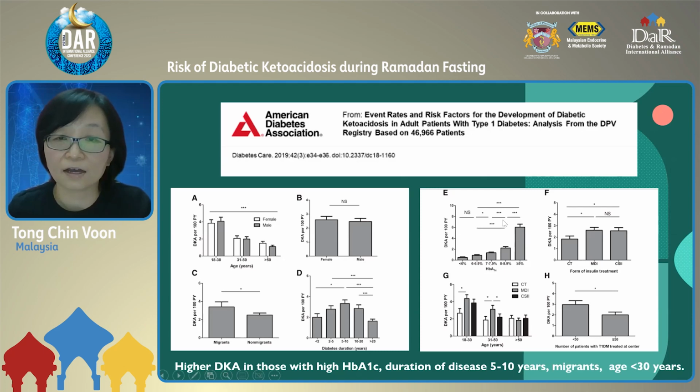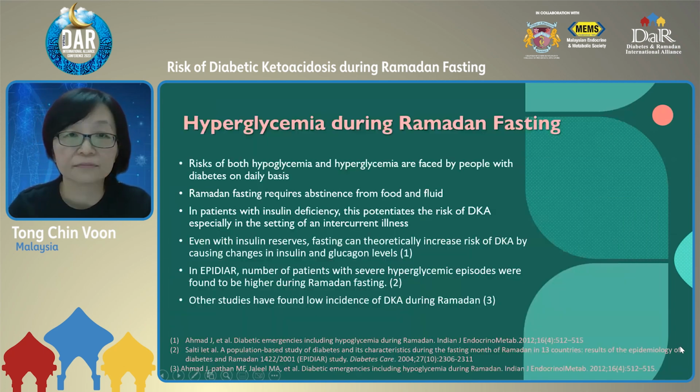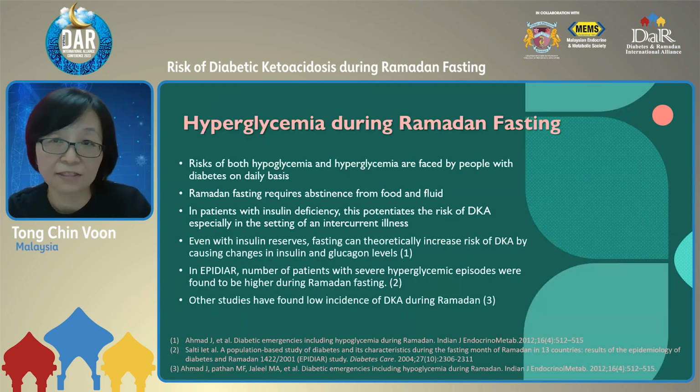Of course, logically, if the A1C is higher, the risk of DKA is higher. The type of insulin treatment does not actually increase the risk of DKA. So in this study, they found higher DKA in those with high A1C, disease duration of 5 to 10 years, migrants, and younger patients. How about during Ramadan fasting?